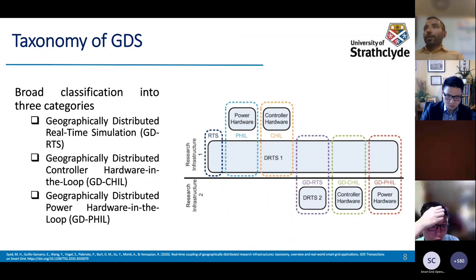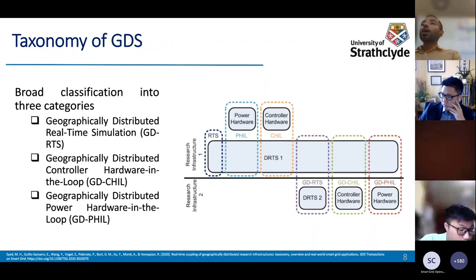Just like the validation chain I had presented earlier on, geographically distributed simulation also can be broadly classified into three categories. First one is GDRTS, that is geographically distributed real-time simulation, which is the coupling of two real-time simulators in two different research laboratories. Geographically distributed controller hardware in the loop, which is the integration of power network in a DRTS in one lab and a controller hardware from another lab.